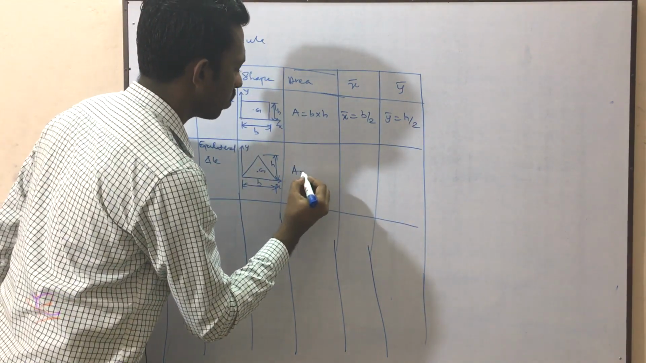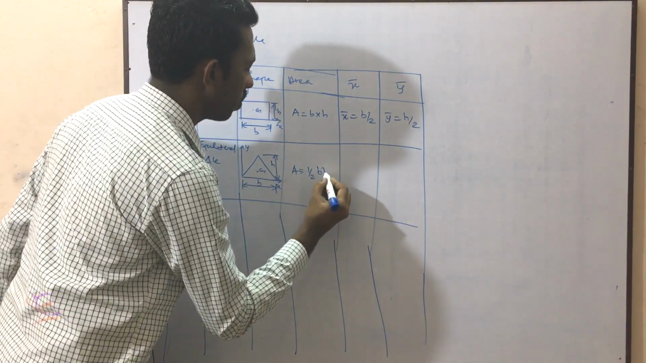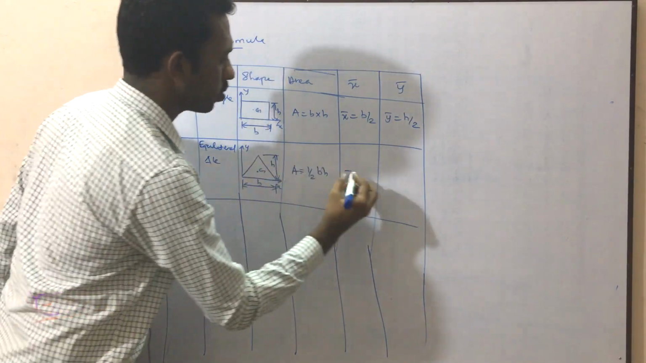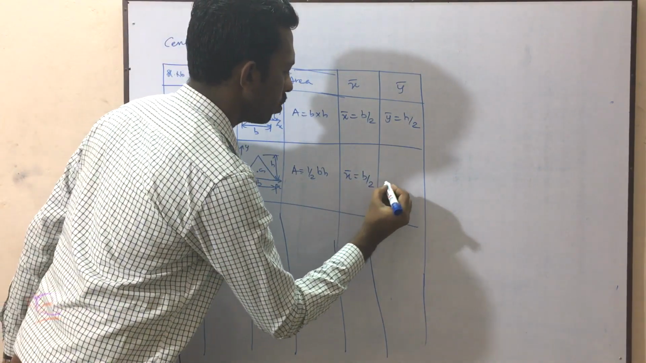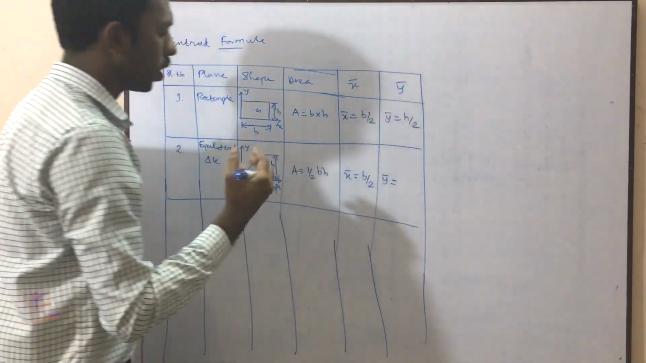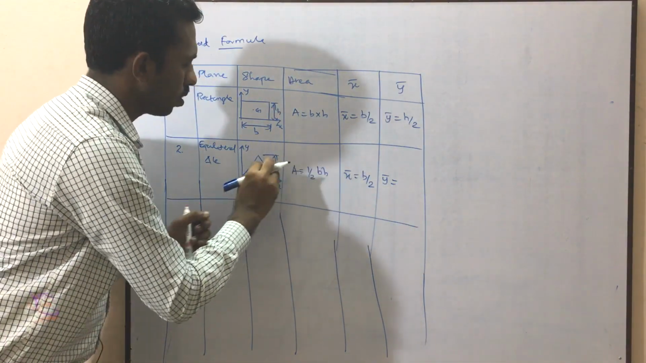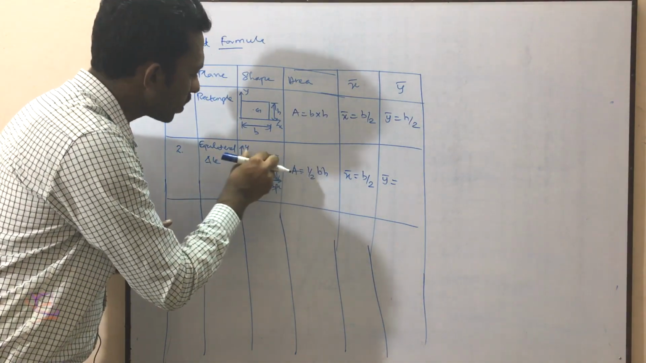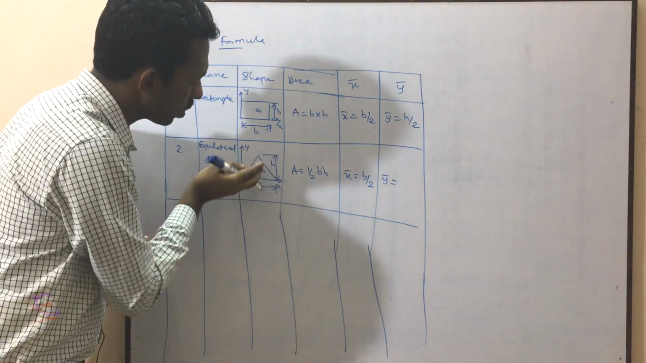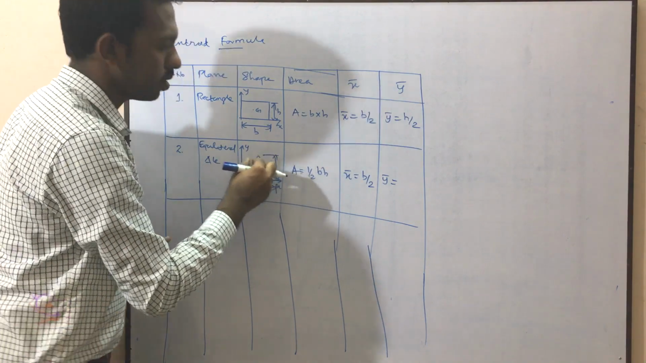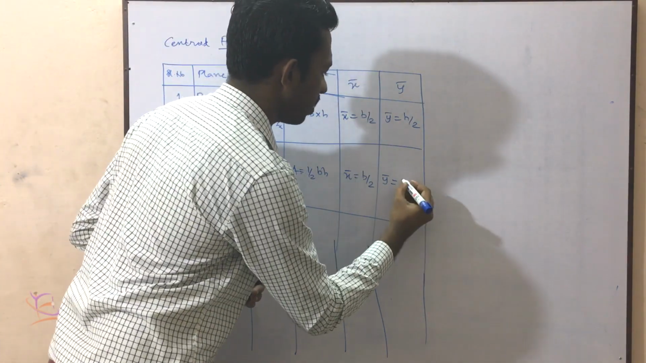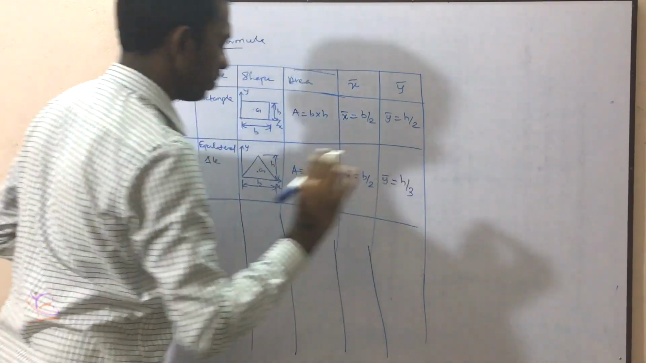Area is equal to half b h. So x bar will be in the middle, b divided by 2. Y bar, what happened to y bar? Height is there, but h by 2 is not possible because it is not symmetric, and the area is decreasing toward the top. We have some derivations, but we can say that y bar is h divided by 3.